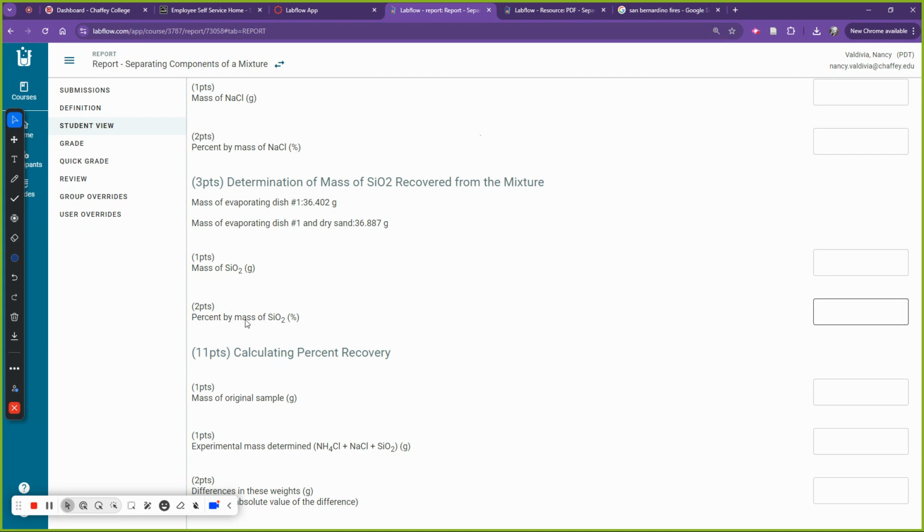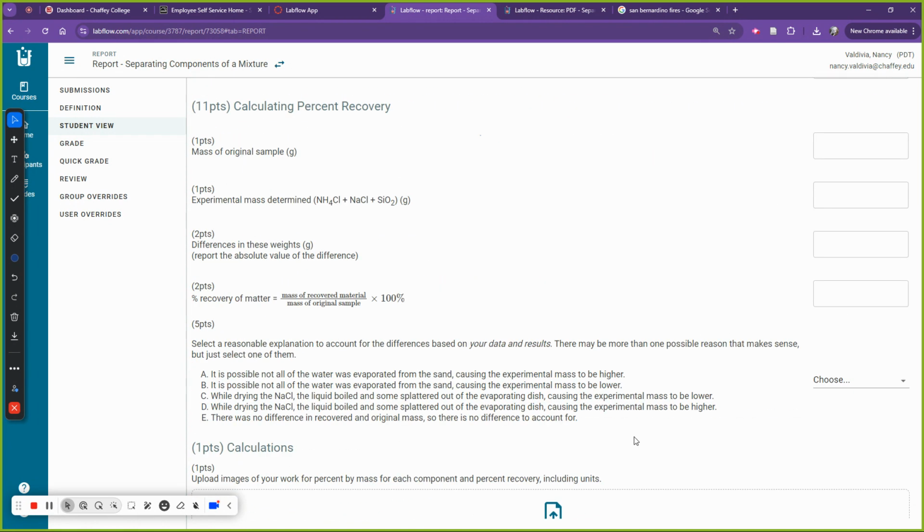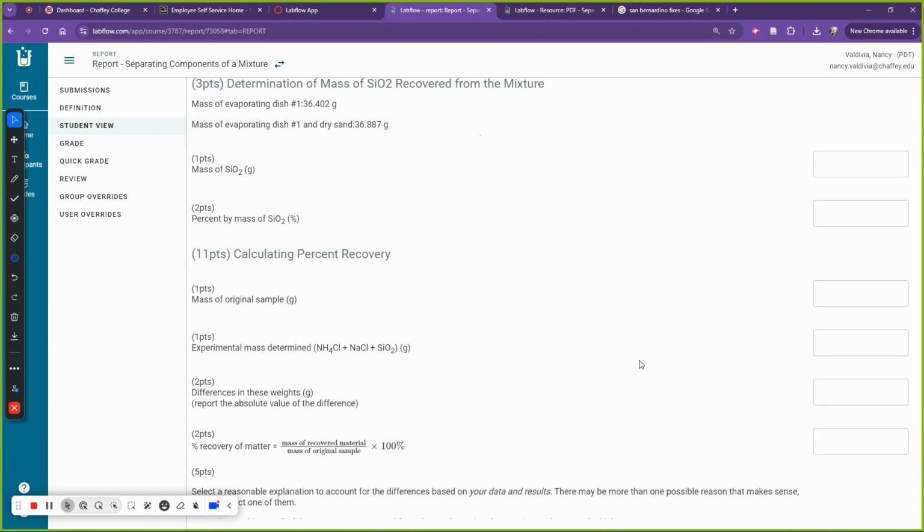And then you want to know the percent mass. So you're going to take the part, what you just found out, divided by the whole, which is your original sample. In my case, it's the 0.87, right? So I think we're understanding that, right? We take the part divided by the whole.